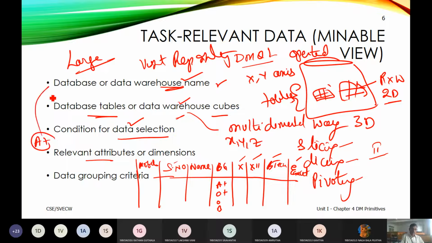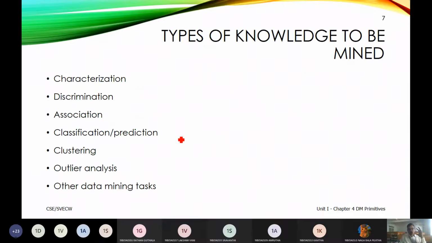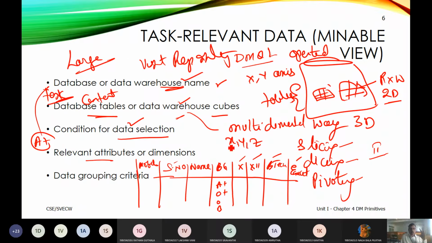So this is my task. So I am looking for students. I want the student contact of those having A positive. So now this was the database which I am going to have. So I am putting the words here, data selection, and I am putting the words called relevant attributes.